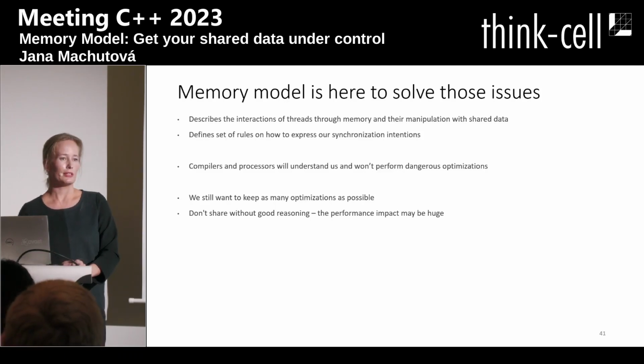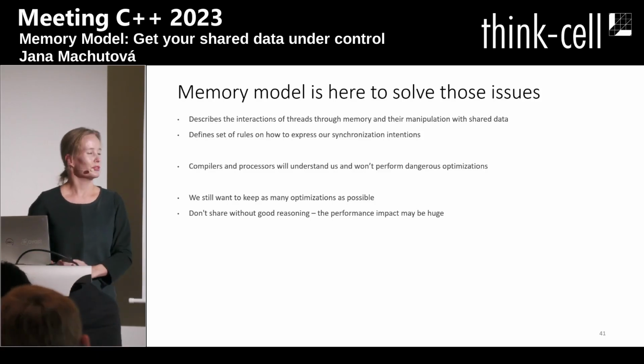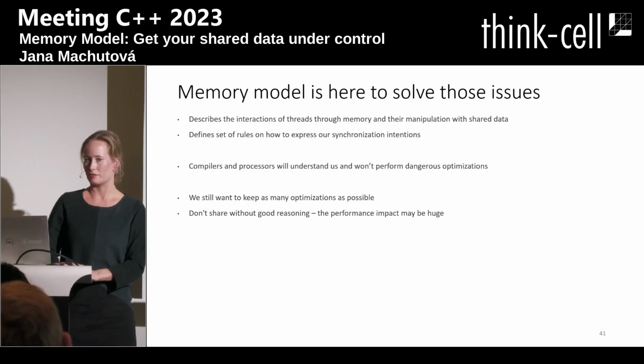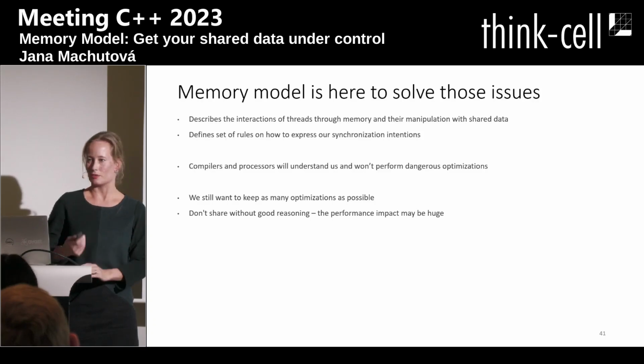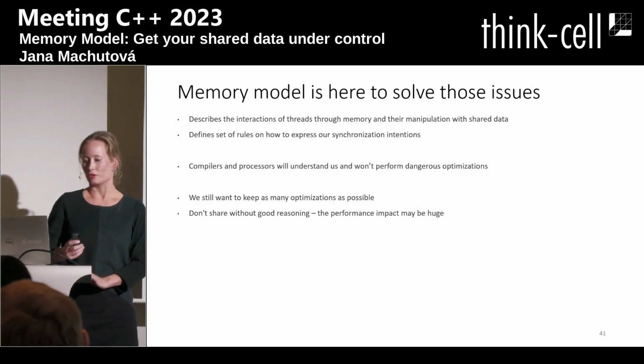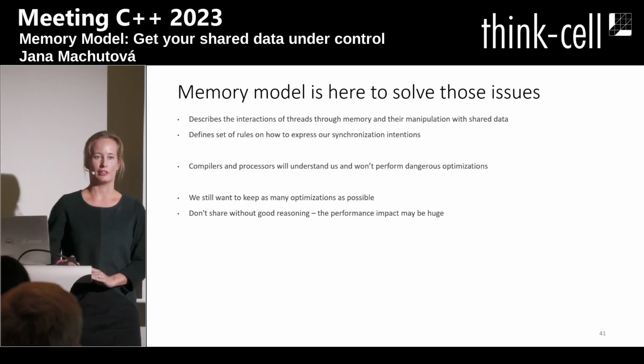But good to notice is that we still want to keep as many optimizations as possible. It means that you don't want to share data when you don't need to, because as we saw in the flow through the memory hierarchy, it's pretty expensive. And there's a restriction on optimization, because when you are sharing, you are basically restricting how the compiler may optimize your code. So you want to share a minimal amount of data because it has a huge performance impact.